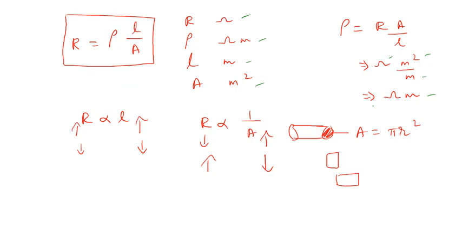Reciprocal of resistivity is conductivity. So 1 by rho is conductivity.